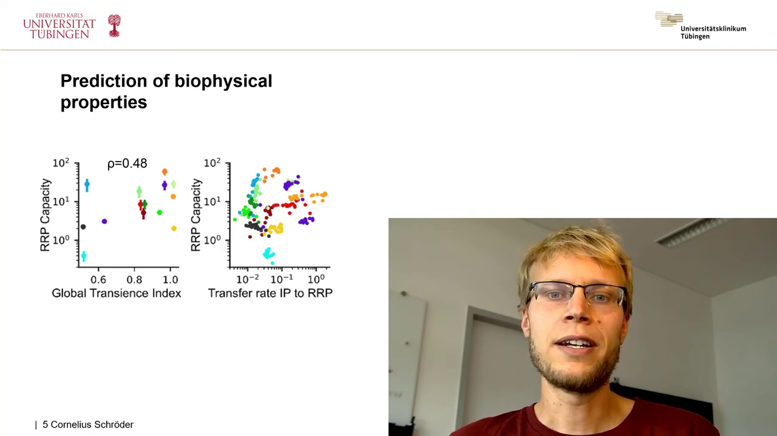We found that the readily releasable pool capacity of the ribbon shows high correlation with the experimentally measured global transience index, which is measuring how transient the cell is. Additionally, the readily releasable pool capacity and the transfer rate from the intermediate pool to the readily releasable pool separate the 14 cell types in clusters, indicating that these parameters might be essential for the emergence of different bipolar cell types.